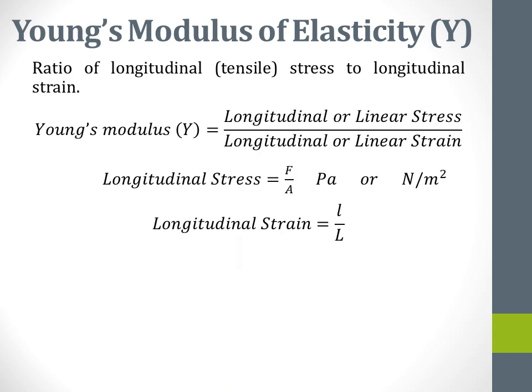We relate this change in length and the original length by means of Young's modulus of elasticity. It is the ratio of the longitudinal or tensile stress to the longitudinal strain. The longitudinal stress is given by the ratio between F and A, where F is the restoring force and A is the area of cross section. The longitudinal strain is given by the change in length, small l, divided by the original length, capital L.